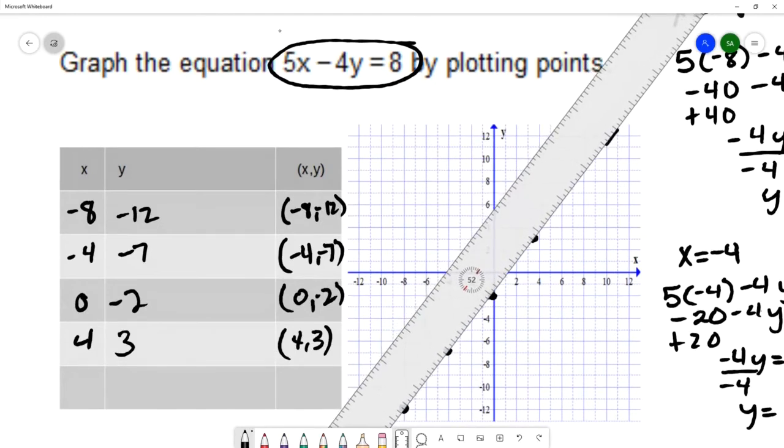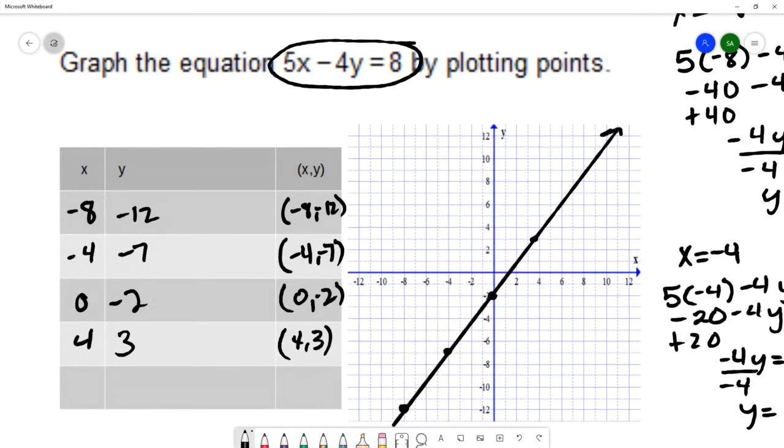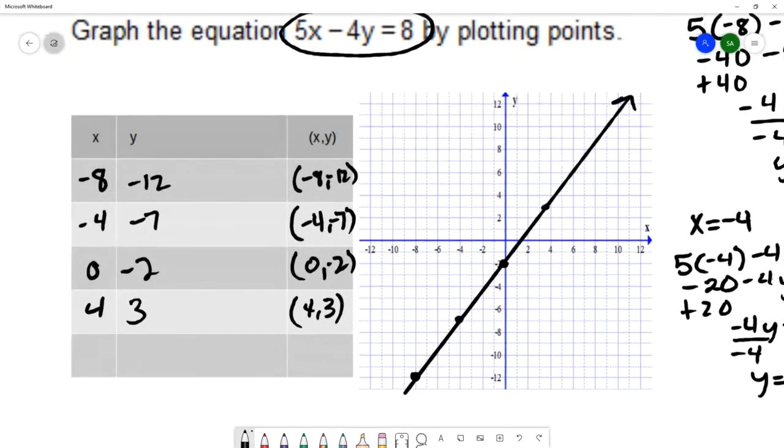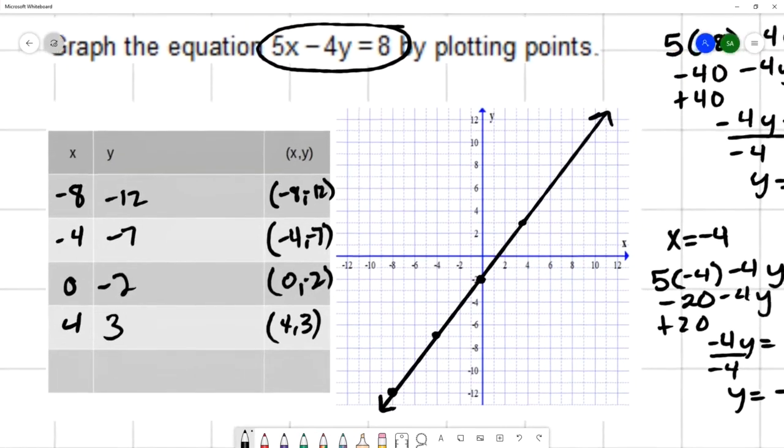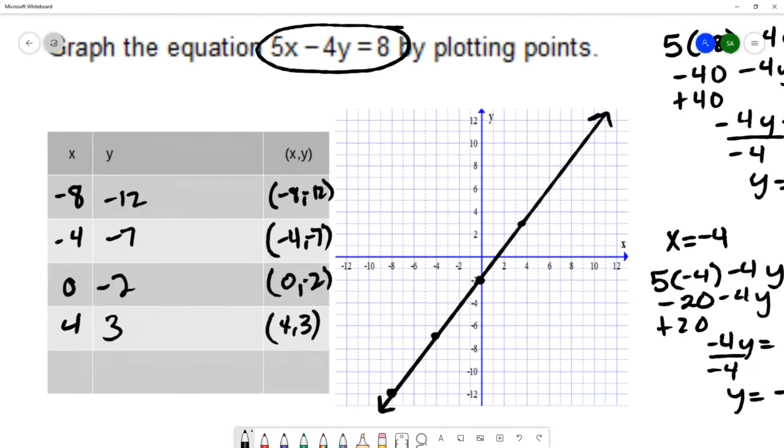To graph our equation. So now we have a sketch of our equation, 5x minus 4y equals 8, and we've graphed that by plotting points.